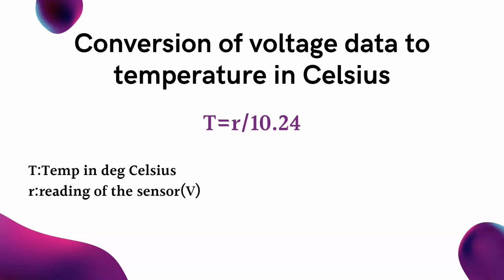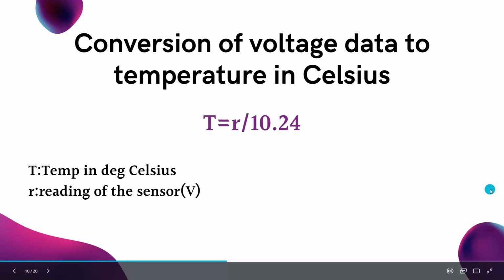So here T is the temperature in degrees Celsius, that is basically the output that we want, and R stands for the reading of the sensor, that is basically the voltage. So the voltage is going to be converted to temperature in degrees Celsius using this formula.